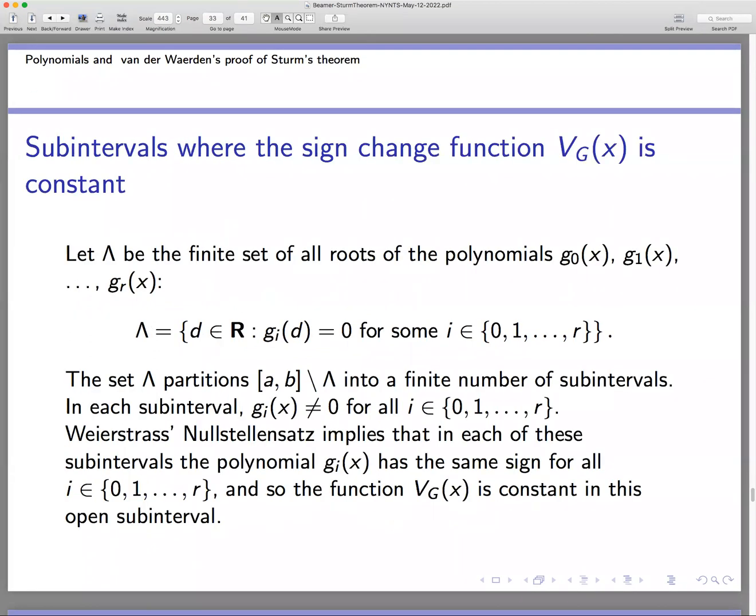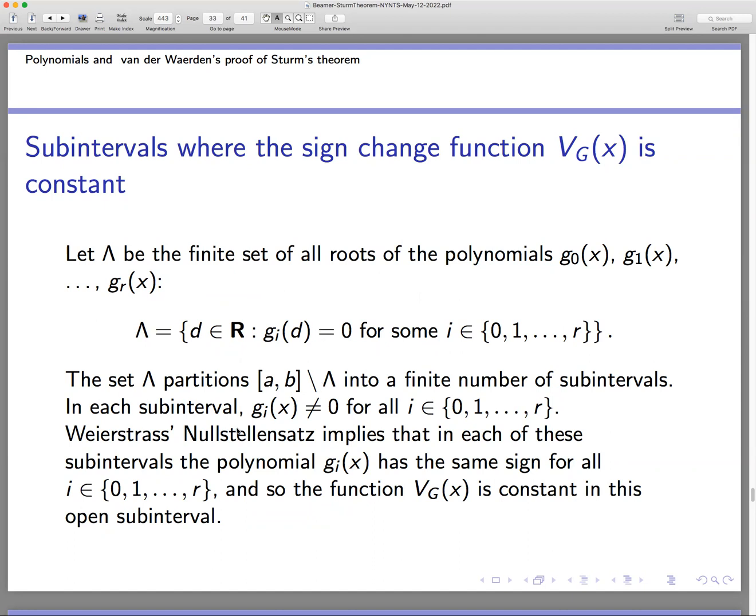Now, I have this sequence of R+1 polynomials, and a polynomial has only finitely many roots. So if you take all numbers which are the roots of any of these polynomials, let capital lambda be the set of all real numbers that are the roots of one or more of these polynomials. This is some finite set of numbers, and it partitions the interval from A to B into a finite number of subintervals.